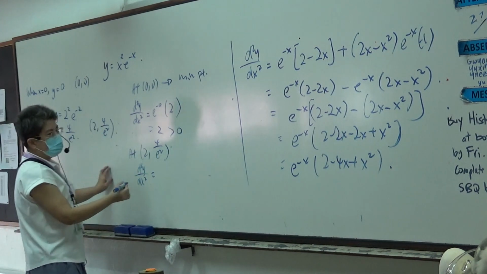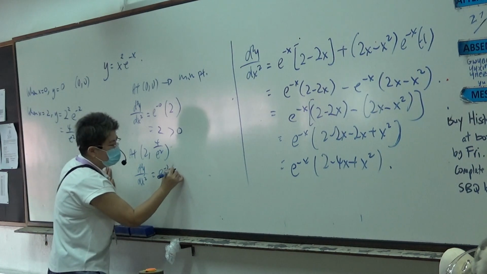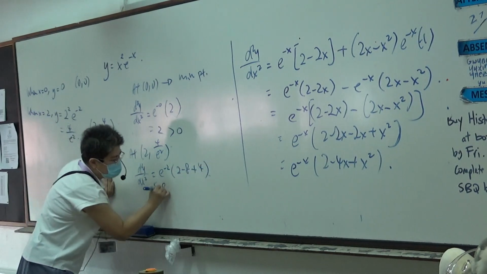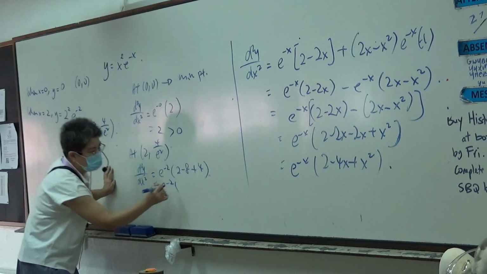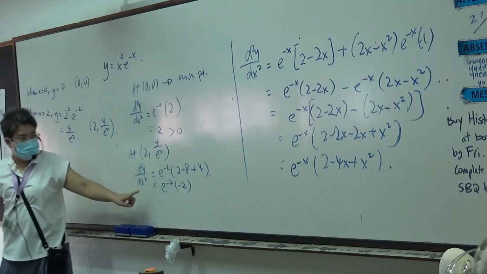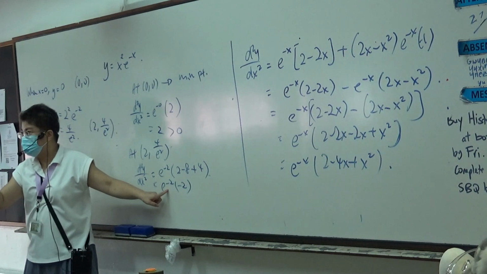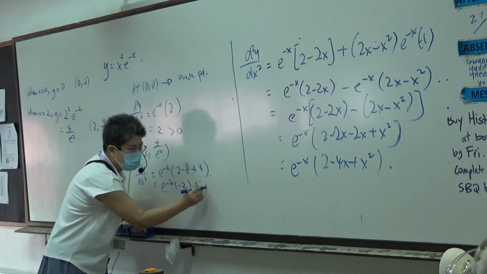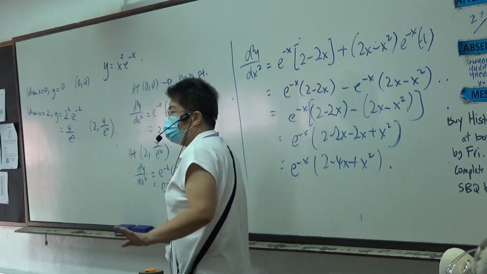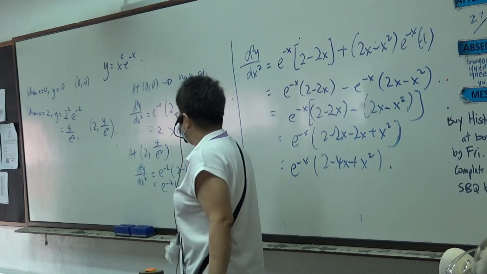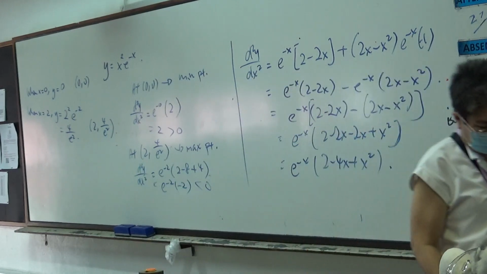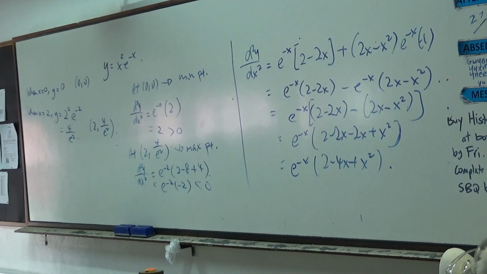Then what if x is 2? e^(-2), I have 2 minus 8 plus 4, times e^(-2) into negative 2, right? Now you know e to any power is positive, right? Do you agree? It's always positive. Times a negative, this will be less than 0, right? Or if not, you go and key in your calculator, you'll get less than 0. If it is less than 0, that means this is a what? Maximum point. Are we okay so far?